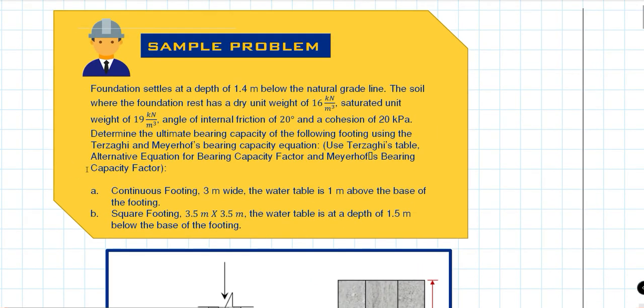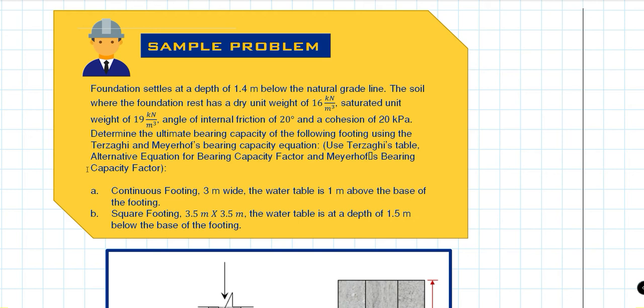A foundation settles at a depth of 1.4 meter below the natural grade line. The soil where the foundation rests has a dry unit weight of 16 kN per cubic meter, saturated unit weight of 19 kN per cubic meter, an angle of internal friction of 20 degrees, and a cohesion of 20 kilopascal. So you have to determine the ultimate bearing capacity of the following footing using the Terzaghi and Meyerhof's bearing capacity equation. So we will use the following bearing capacity factors.